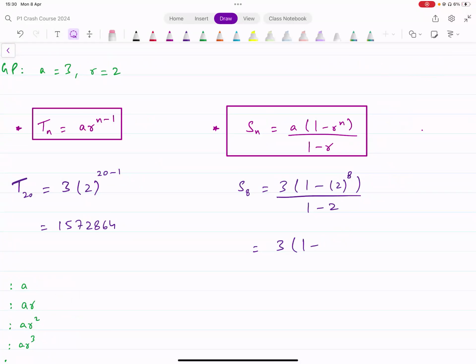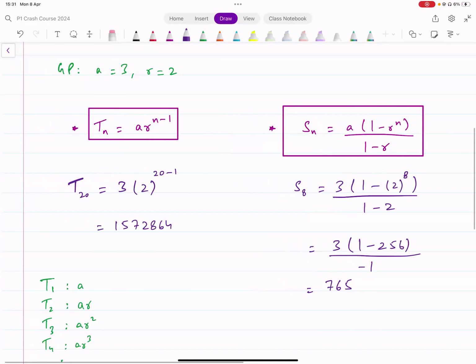In this case, it's the positive number, so it's not going to cause that many problems. Now, what's 2 raised to power 8? 2 raised to power 8 is 256. So we have 1 minus 256 inside. In the denominator, we got minus 1. And that's going to give you the result: 1 minus this, divided by minus 1, multiplied by 3. This is turning out to be 765.